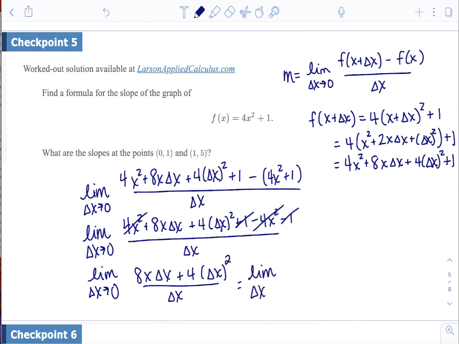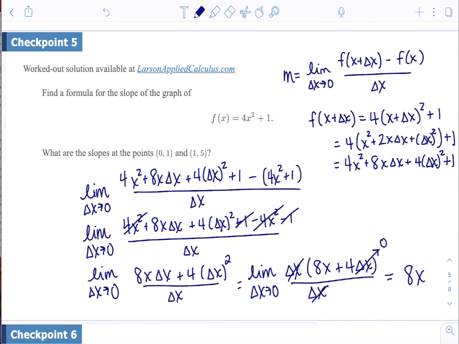We can then simplify one more time by factoring out that delta x, leaving us with 8x plus 4 delta x divided by delta x. And finally, we can evaluate by substituting that delta x approaches 0, which is going to take this term to 0, leaving us with just 8x. This formula will always provide us the slope of this graph.